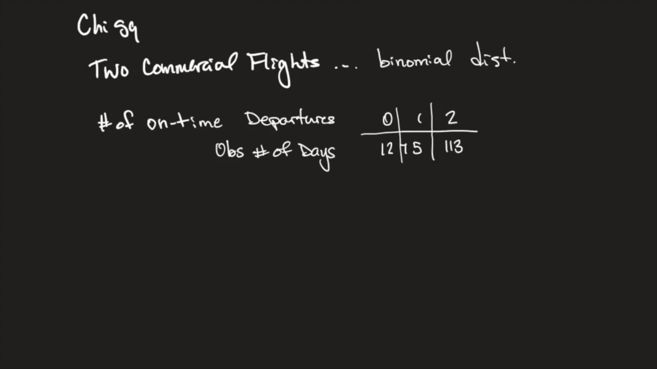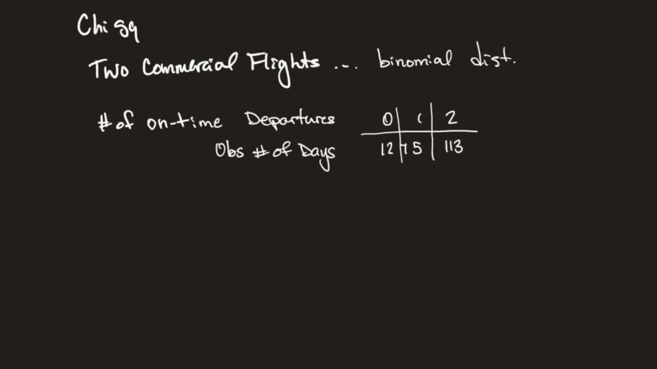This is one of the examples that we were looking at in multiple choice group 2 for the chi-squared tests. Here we're looking at a number of commercial flights and how many on-time departures they have versus the number of days that these things happen. In order for me to do the chi-squared statistic for the goodness of fit test, I have to get the actual expected values, and that's the challenge here.